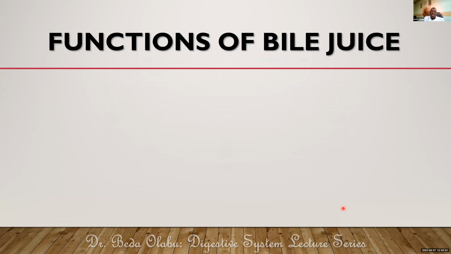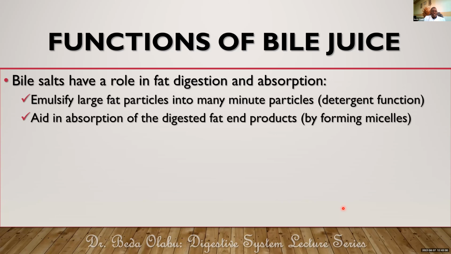Right. So what are the functions of bile? The bile salts have a role in fat digestion and absorption. In particular, bile salts act like a detergent. So they break down large fat particles into smaller particles, increasing their surface area, over which enzymes can now act. But other than that, once the enzymes have acted on fat, the end products of fat are still surrounded by bile salts, forming what we call micelles, which can now be easily absorbed by the cell membrane of the intestinal epithelium.